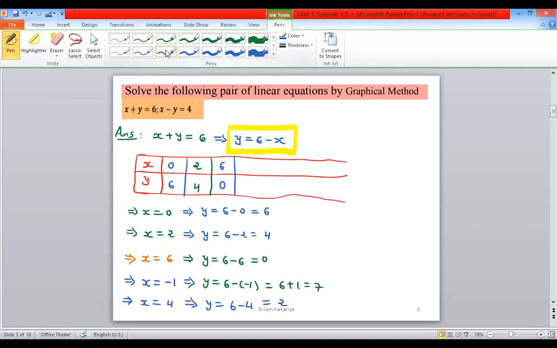So remember this thing. Now my third point, you must go with 5 points. This is -1 and 7. And the last is 4 and 2. Enough. Now we don't need more. These are the 5 points.